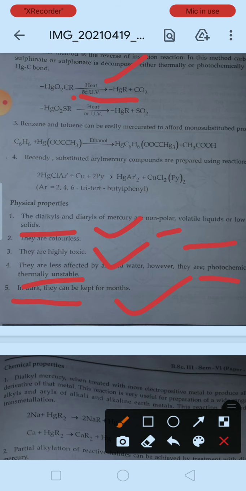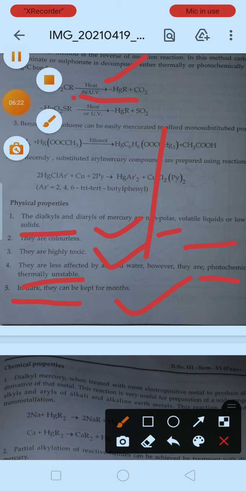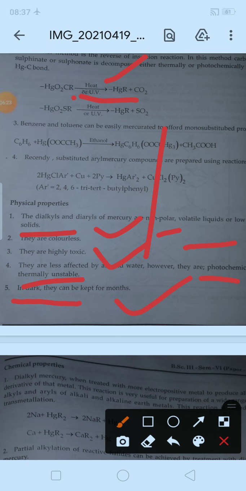I hope up to here you have understood the preparation methods and the physical properties. In the next class we are going to see the structure and other properties, bonding in the mercury compounds.